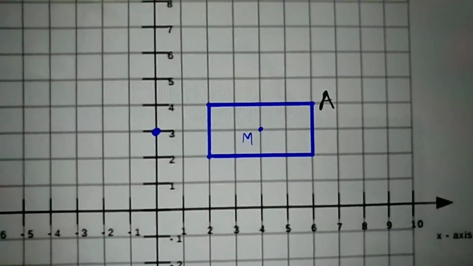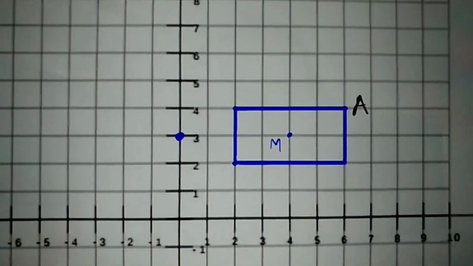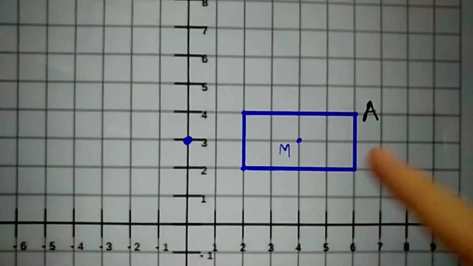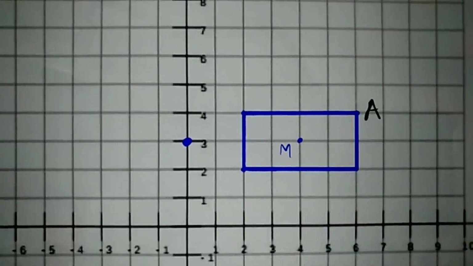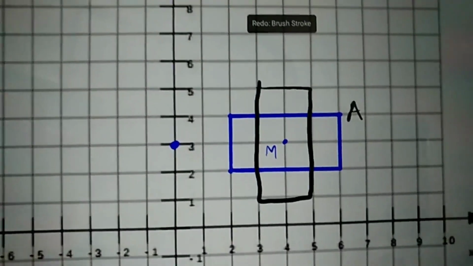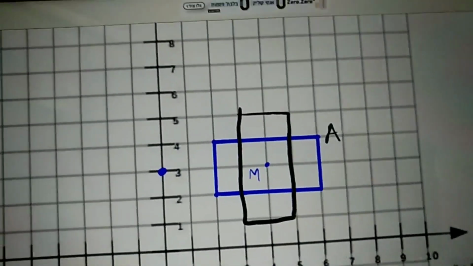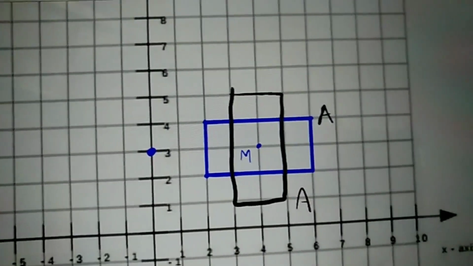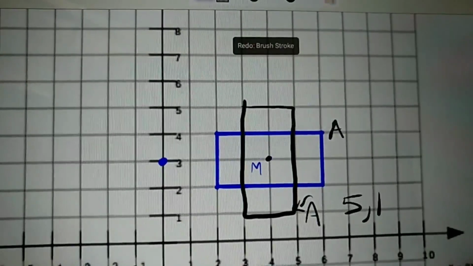Moving on to question 7b, we will have to find point A when this shape is rotated 90 degrees. So just using common sense, I do this. And point A should be over here. So the answer is 5.1.